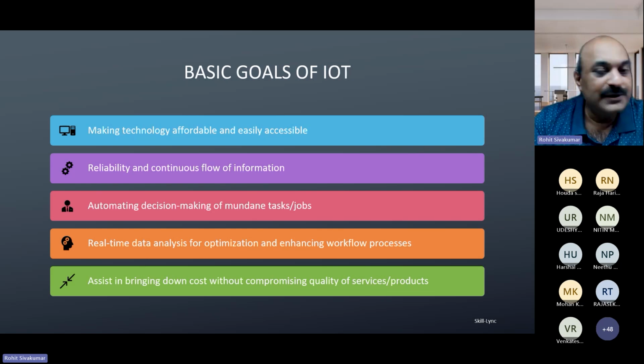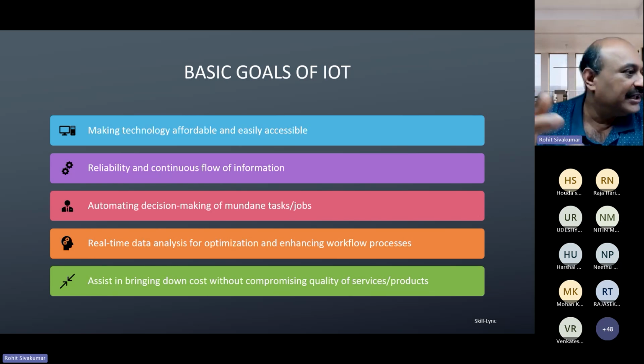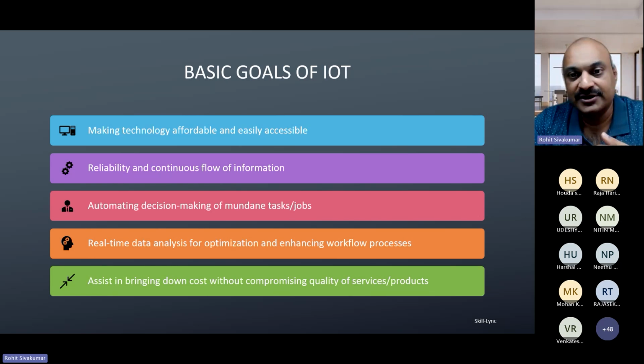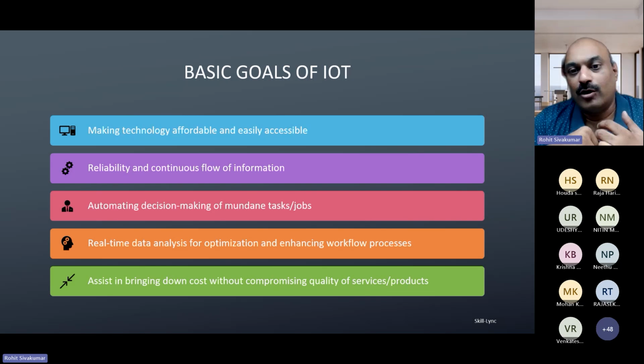There's a continuous flow of information that is needed so that you could do something with the data, apply intelligence to it, and automate some of the mundane tasks that we do on a day-to-day basis so that human errors can be eliminated to a significant extent. With the data that we get from all these different devices, we also want the capability to take real-time actions as if it's a human being. So looking at the trends, looking at the patterns, we want to optimize certain things. We want to enhance the workflow processes. So these are things which come as a part of the benefits or the goals of an IoT system.